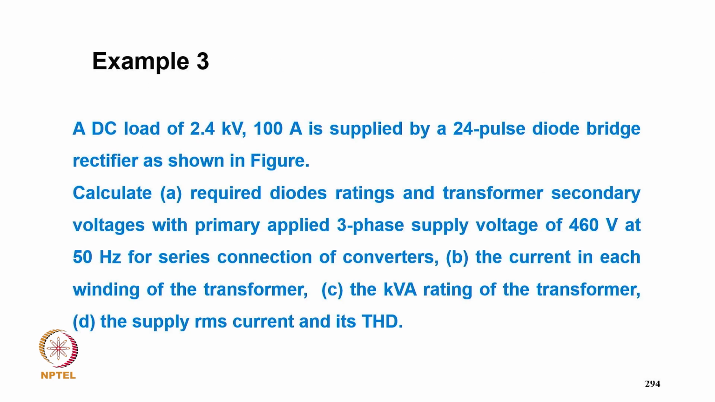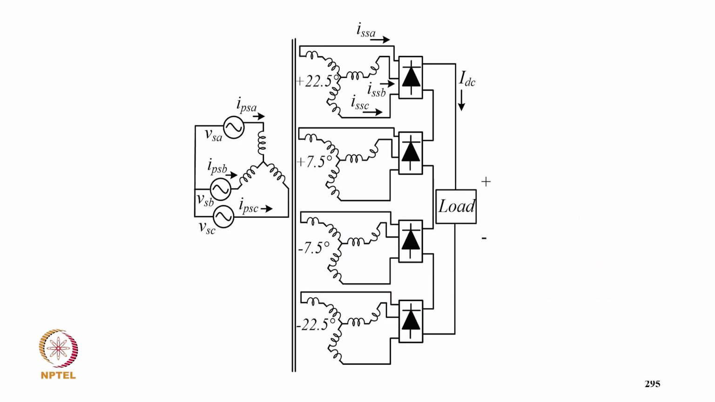So coming to example 3, a DC load of 2.4 kilovolt 100 ampere is supplied by a 24 pulse diode bridge rectifier as shown in the figure. Calculate A, required diode rating and transformer secondary voltage and primary applied 3-phase supply voltage of 460 volt at 50 Hz for series connection of converters. B, the current in each winding of the transformer. C, the kVA rating of the transformer, and D, the supply RMS current and its total harmonic distortion.